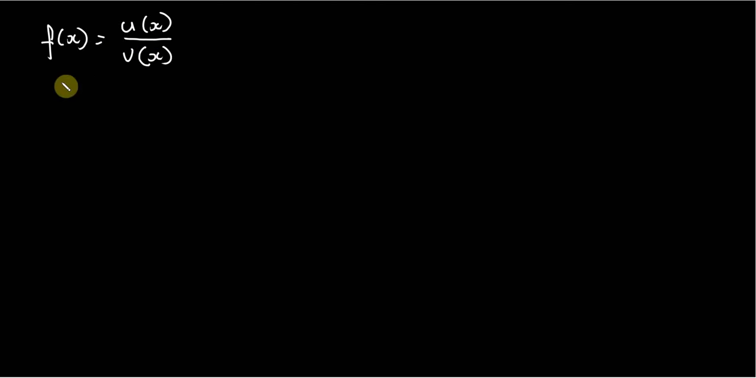again to use prime notation, would be f prime of x equals, and you would basically take your v and multiply it by u prime, so the derivative of u, and then you subtract your function u multiplied by the derivative of your function v, and all of that is going to be over v squared.